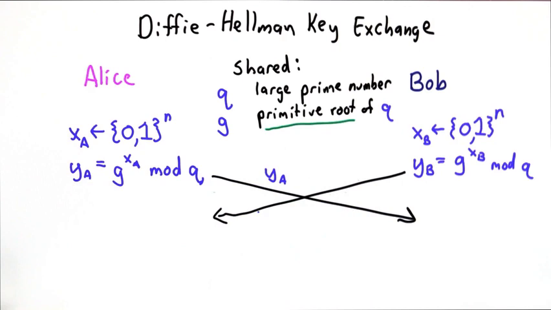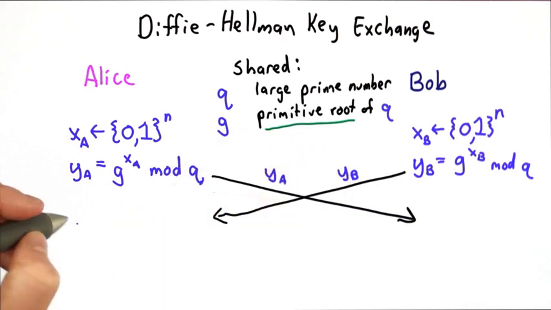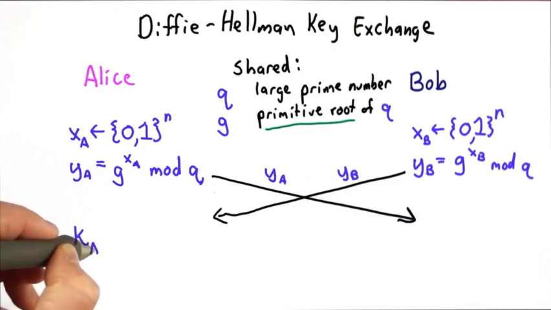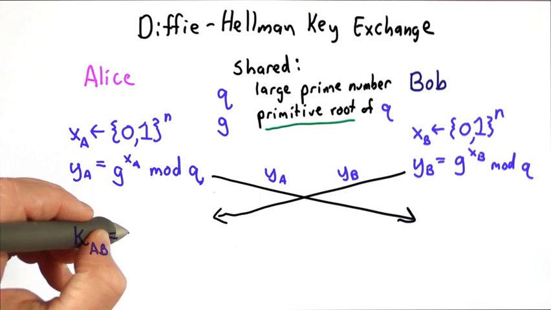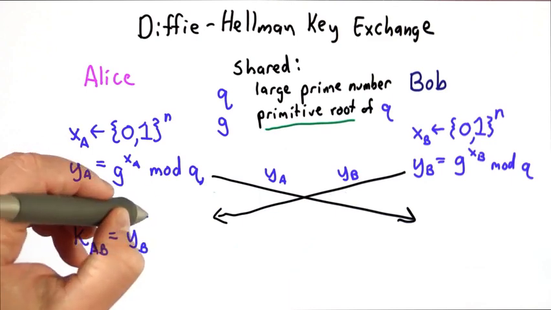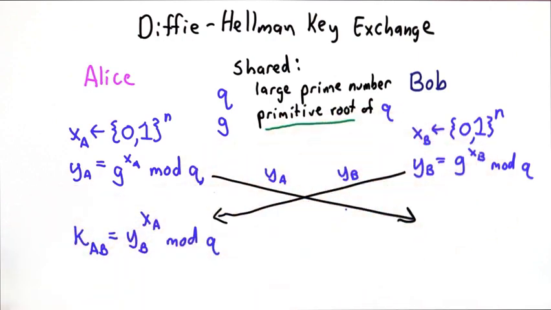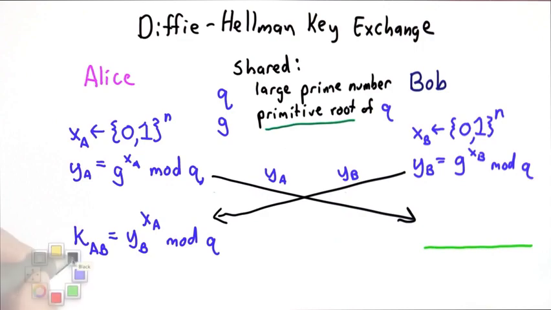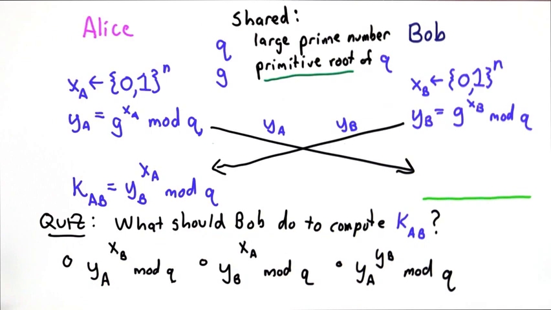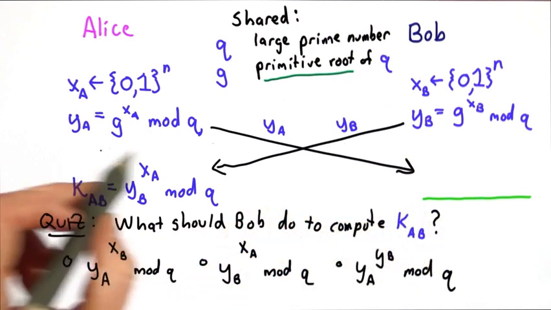They'll exchange these values. So Alice sends ya to Bob, Bob sends yb to Alice, and then Alice will compute a key that will be shared between Alice and Bob. And she'll compute that by raising the yb value that she received from Bob to the xa power, and do that all modulo q. If this is a good key distribution protocol, well then there should be a way for Bob to compute the same key. I'll see if you can figure that out yourself by making that a quiz. So these are the possible choices. Which one of these should Bob compute to obtain the same key as Alice did here?